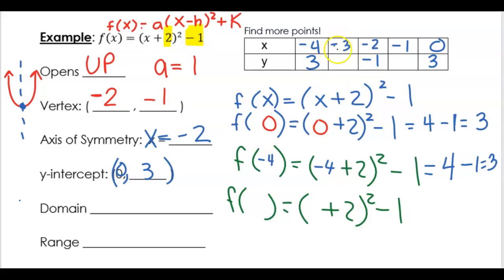And so now I'm going to plug in a -3 in place of x, and I'm going to calculate. This is going to be equal to -1, and when I square it, I would get +1, subtract this 1. What's 1 subtract 1?